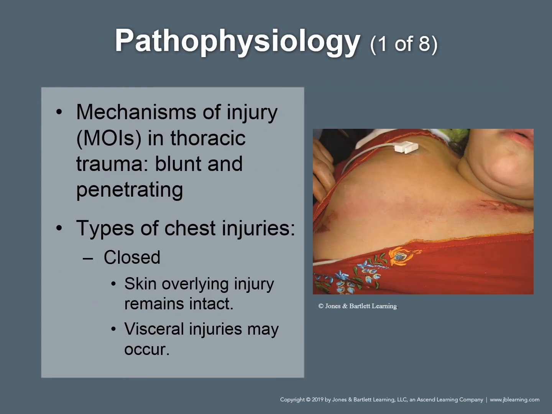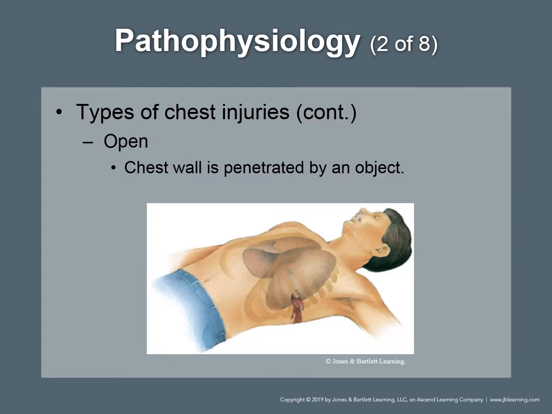So, mechanisms of thoracic trauma. There's blunt and penetrating. Blunt trauma is closed, penetrating is open. Blunt is your chest hitting the steering wheel, penetrating is your knife, your gunshot, your stab wounds. Visceral or organ injuries may occur. You may also have abdominal injuries to go along with your chest injuries.